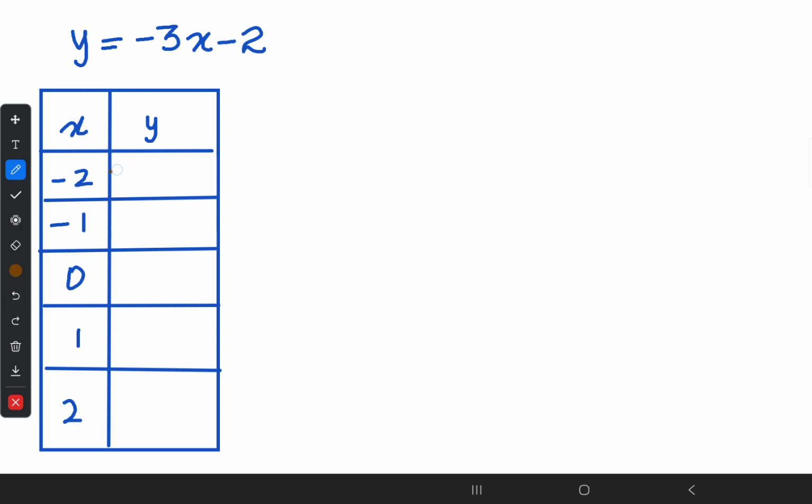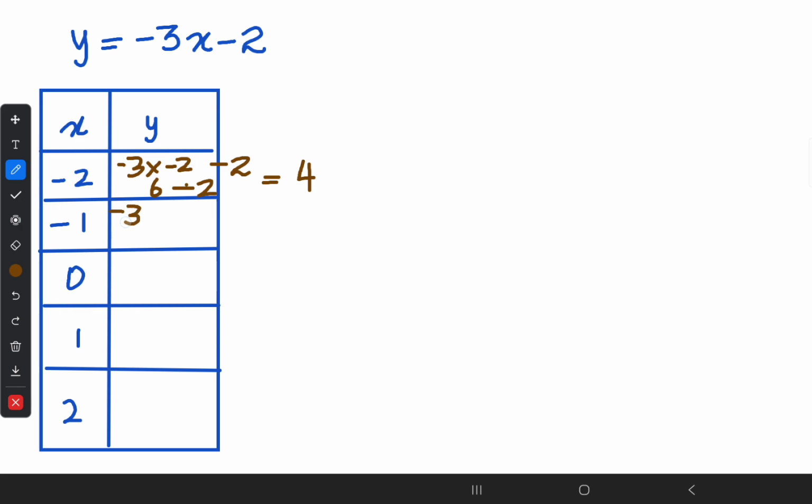In that, negative 3 is the gradient, and the corresponding x value is negative 2, minus 2. We have two operations, multiplication and subtraction, so you should give priority to the multiplication part. Negative 3 multiplied by negative 2 is positive 6. Positive 6 minus 2 becomes 4. Just multiplication, thereafter subtraction.